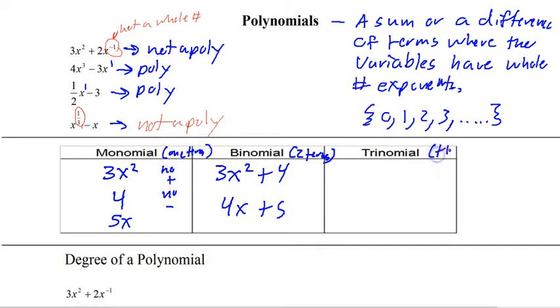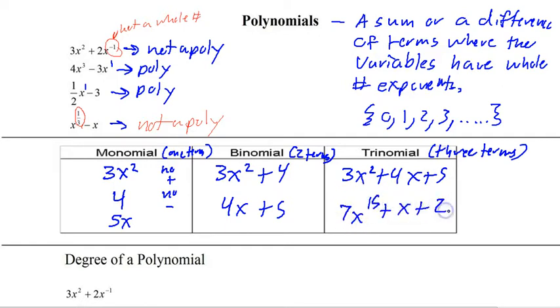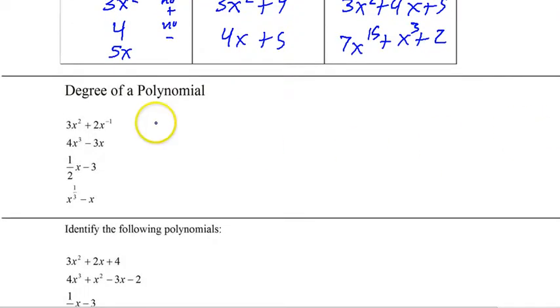Trinomial, you guessed it, three terms. So it will look like this. Or like this. We'll put a cube on there just so we don't think, oh, it's always going to be an x. And that's a trinomial. That's it. And if it has more than three terms, we just call them polynomials. Okay? So the next thing is degree of the polynomial.